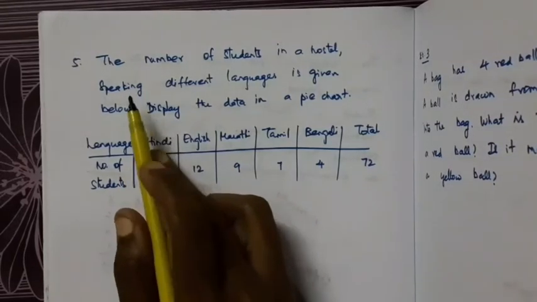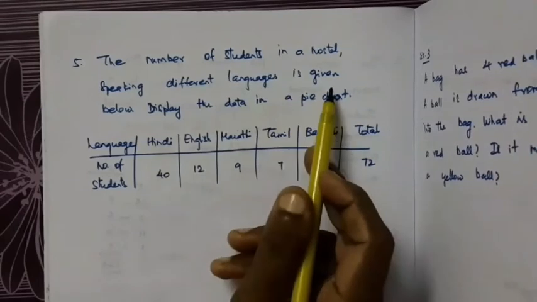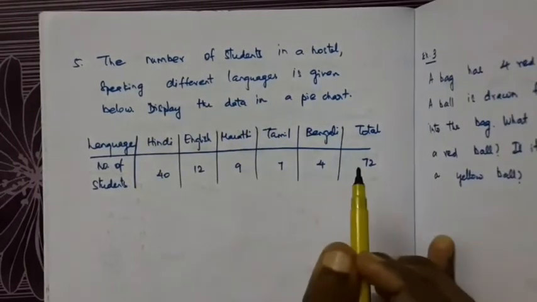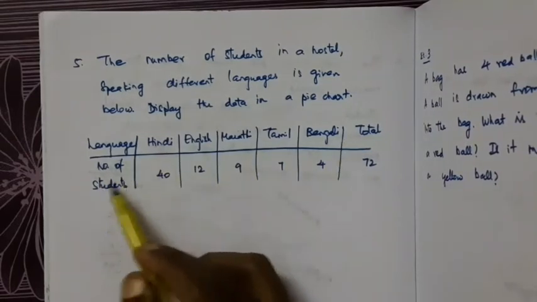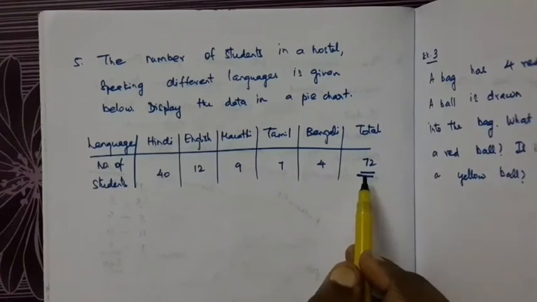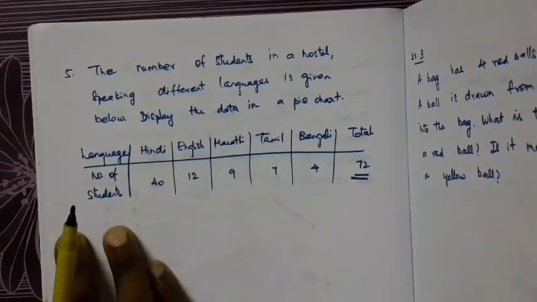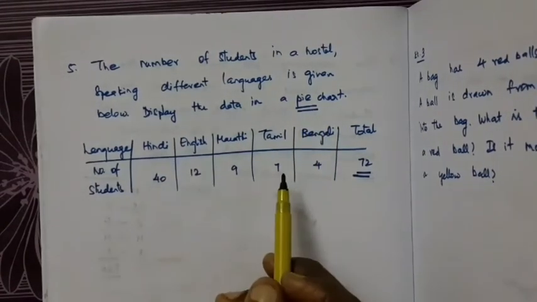So the fifth problem: the number of students in a hostel speaking different languages is given below. Display the data in a pie chart. Here the different languages are given and the number of students is given. The total number of students is 72. So let me start. To draw a pie chart, we have to convert this into angles.